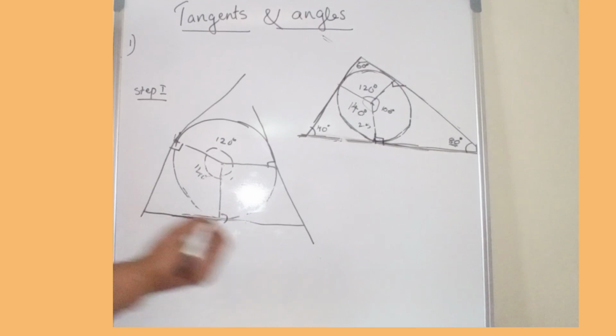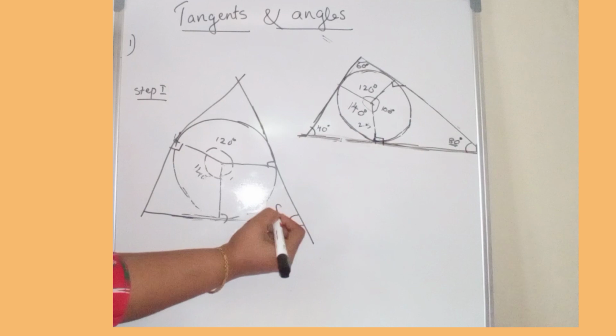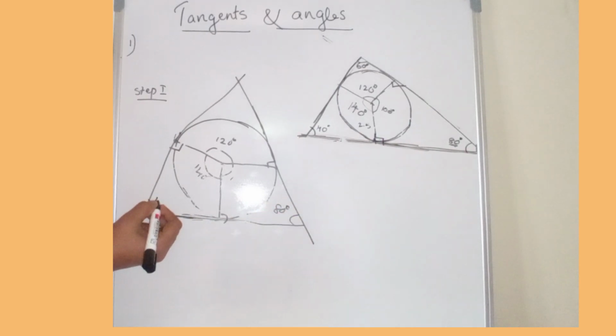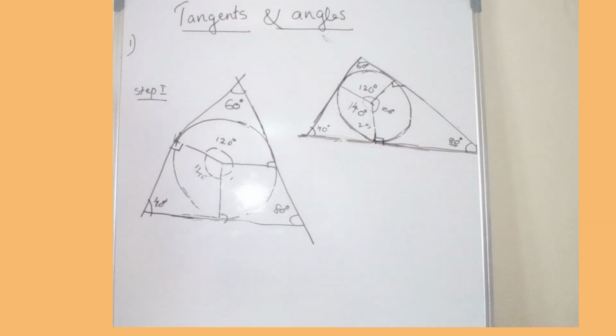Then if we extend the lines, we get a triangle with angles. Yes, this angle is equal to 80 degree. This one is 40 degree and the third angle is 60 degree. Okay, draw this figure in your notebook.